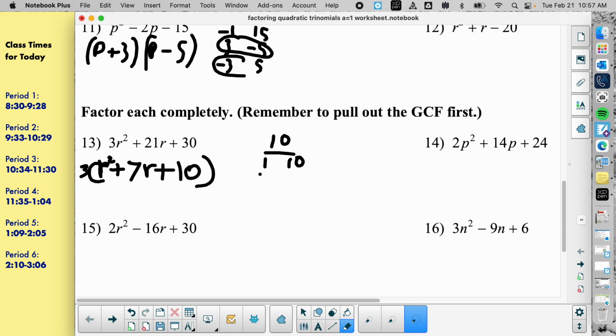The nice thing about 10 is it's only got 2 choices. Perfect. Okay, so now when we go to write the answer, rewrite the 3, because that 3 is just going to stay out front. You can put it in parentheses if you want. You don't have to. But now parentheses for the factors.